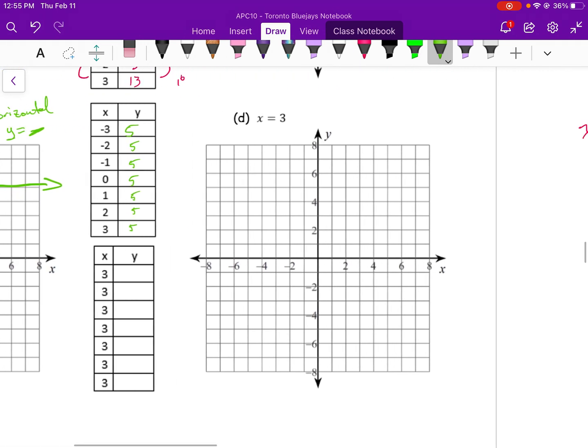Let's talk about this one. x is equal to 3. Guess what? x is always going to be equal to 3. What is your y value? I don't know. It can be really anything. The important thing to take away from this is x is always going to be 3.